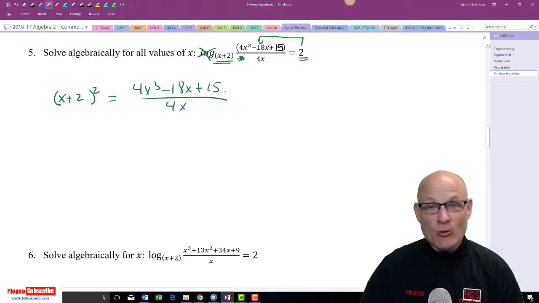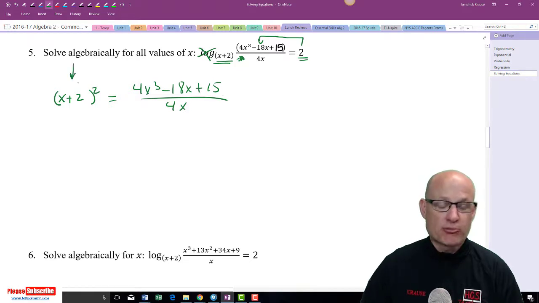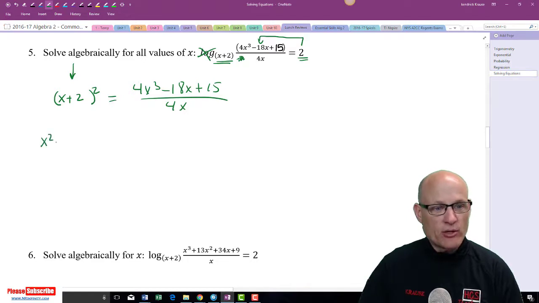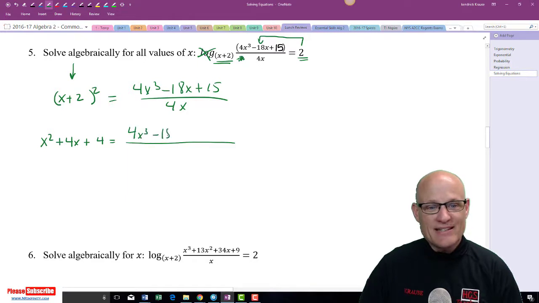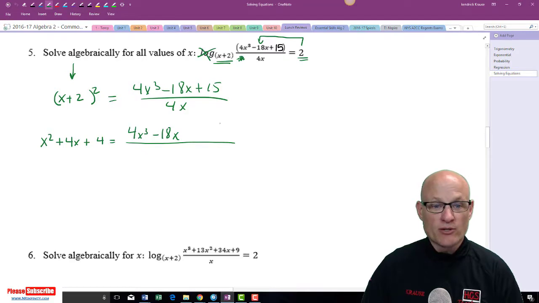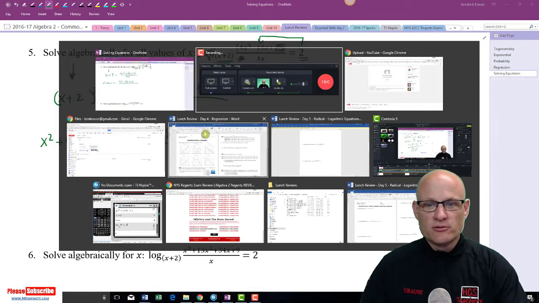All right, we got a lot of work to do on this problem. Lots and lots. First thing we're going to do is get rid of these parentheses because they're sort of troublesome. So we'll double distribute this thing out. We'll get x squared plus 4x. Hey, look at that 4. Plus 4 equals 4x cubed minus 18x. Why did I put cubed? Oh, it is cubed. Wow, that's weird. Plus 15. That makes me worried. Hold on, let me check the original. There's the original.